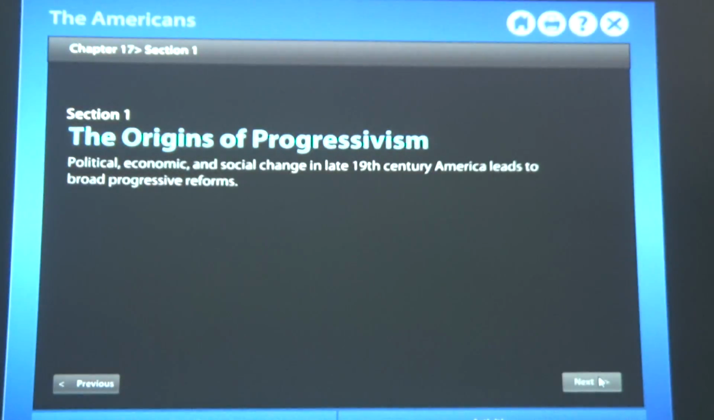In section 1, we're looking at the origins of progressivism, political, economic, and social change that leads to many progressive reforms. And politically, you're talking about more on the left, meaning more government involvement in people's lives, increase of taxes as well, also some changes for equality, demands for equality, especially in the area of gender equality.